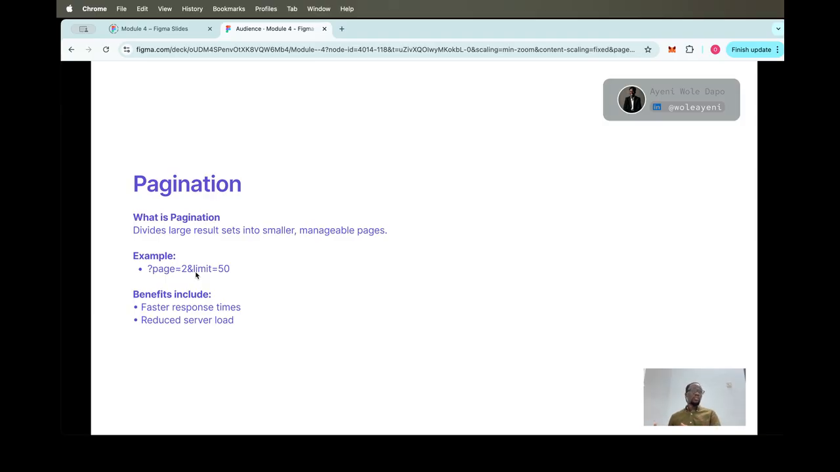However, it's important that you put in pagination to ensure that the response time for your API is very good, and it also reduces the server load on your infrastructure itself. As a TPM, it's important for you to have pagination as part of your API design strategy.